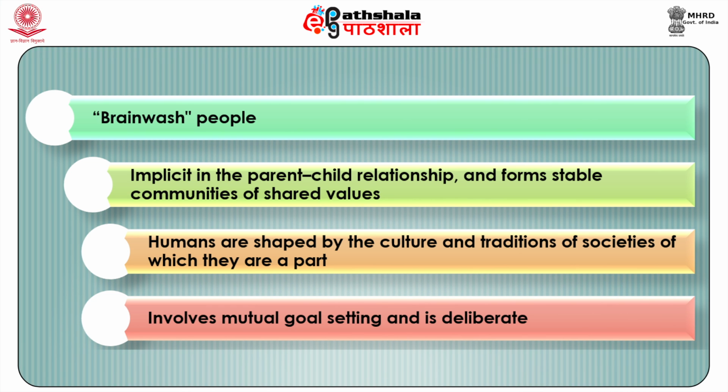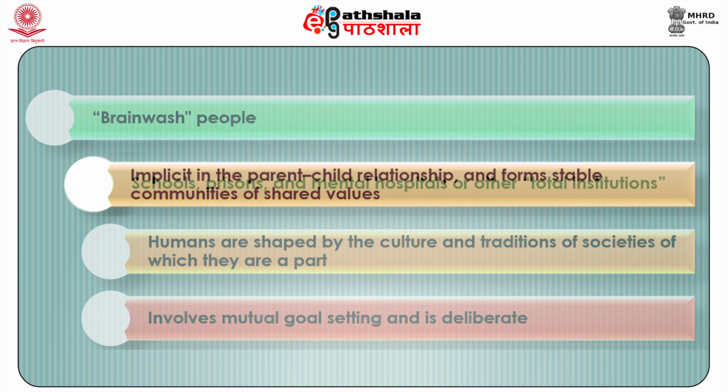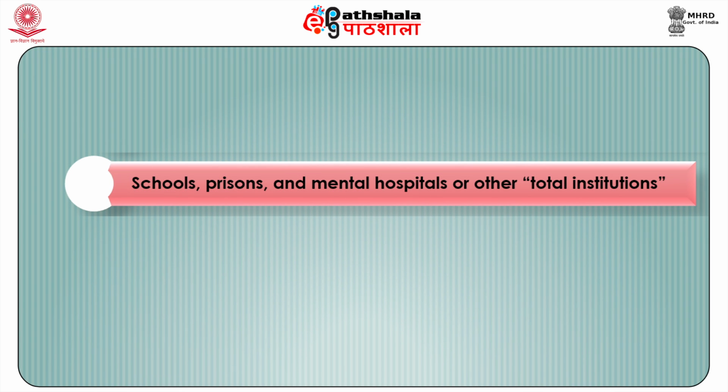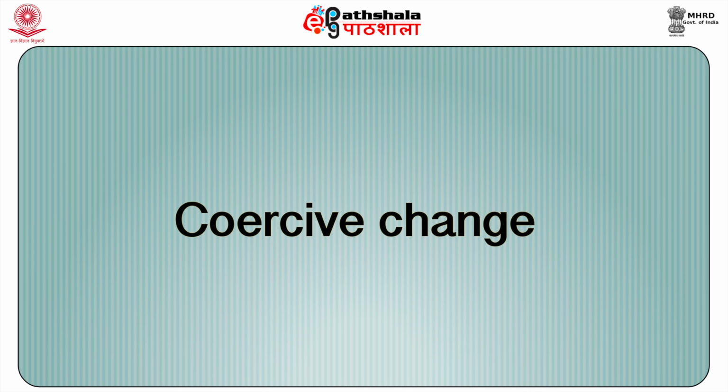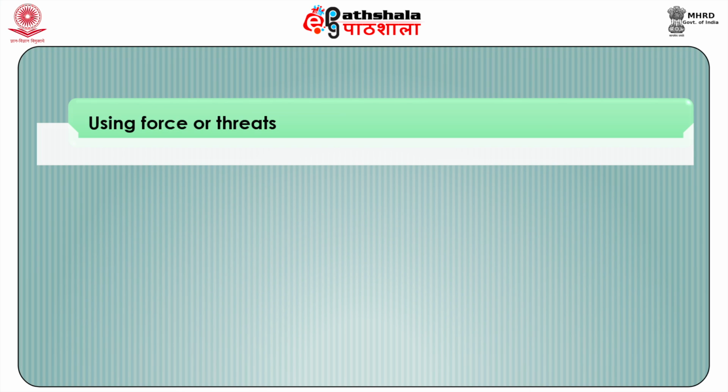Indoctrination involves mutual goal setting and is deliberate and involves an imbalanced power ratio. Many schools, prisons and mental hospitals or other total institutions would fall into this category. These institutions wield all power and shape changes, while students, prisoners and patients have no power. The next change is coercive change. Coercive means using force or threats.